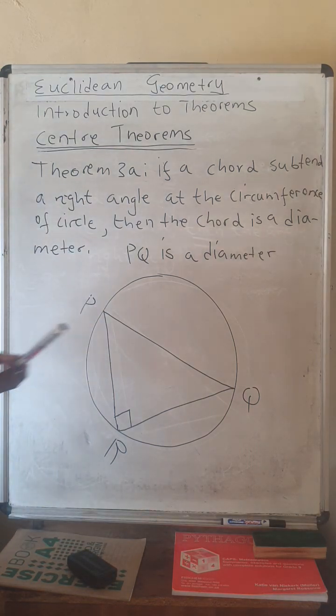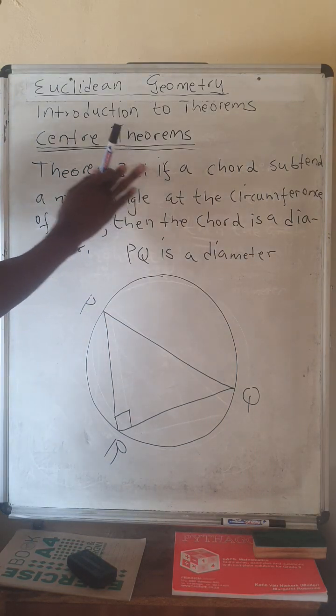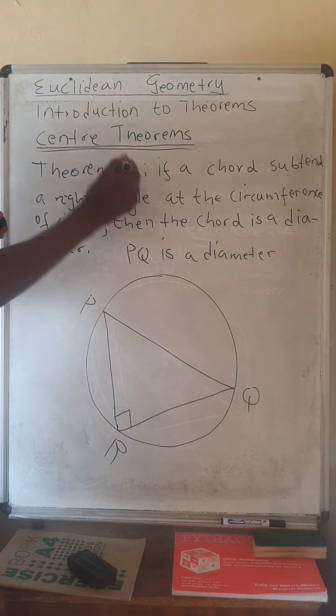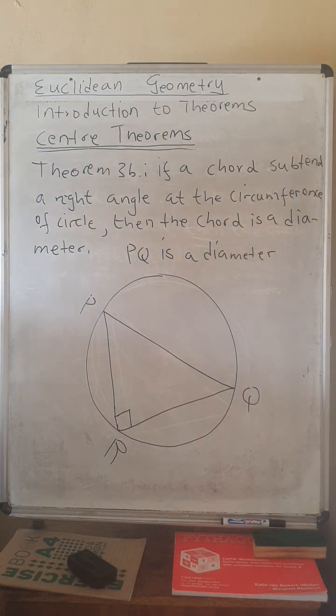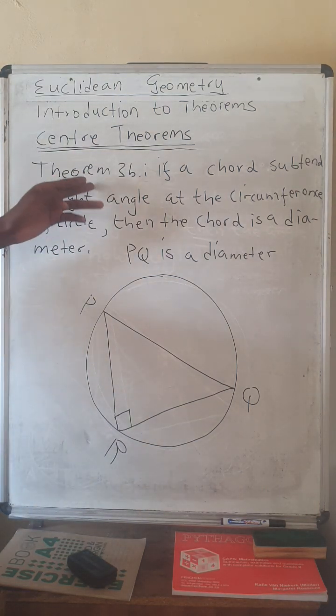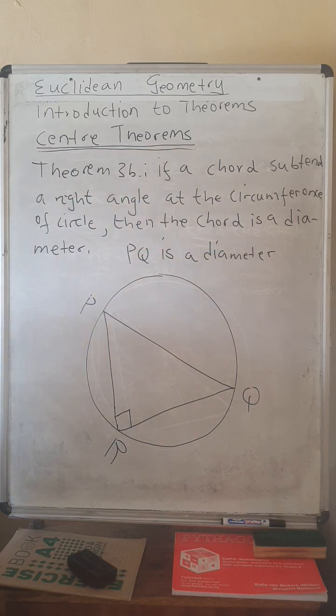Reason. With this one, to reason, we use the condition of the original theorem. Remember, this is the condition. This is 3b. So when we reason for converses, because this is a converse statement, we use the condition of the original theorem.